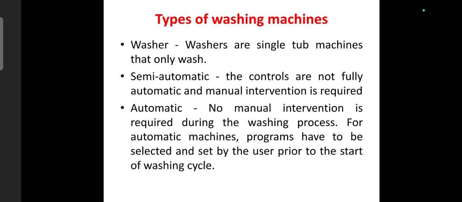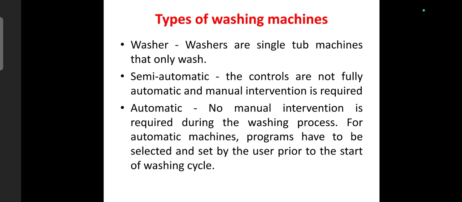Washing machines can be classified into three major categories. The first type is the washer. These are simple single tub machines that perform only the washing function. Drying or spinning may need to be done separately. The second type is the semi-automatic machine. In these machines, some operations are automatic while others require user intervention. Typically, the user transfers clothes from the wash tub to the spin tub manually. These machines are economical and consume less water.